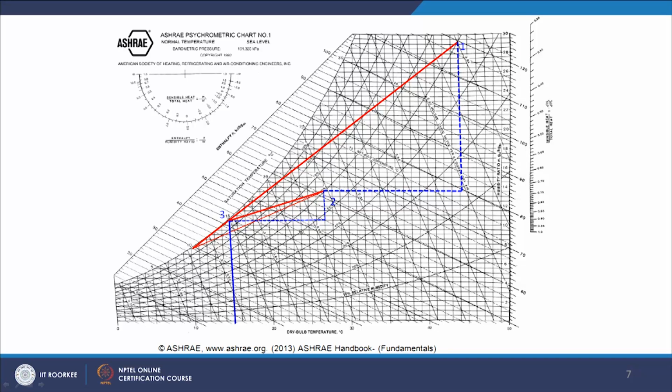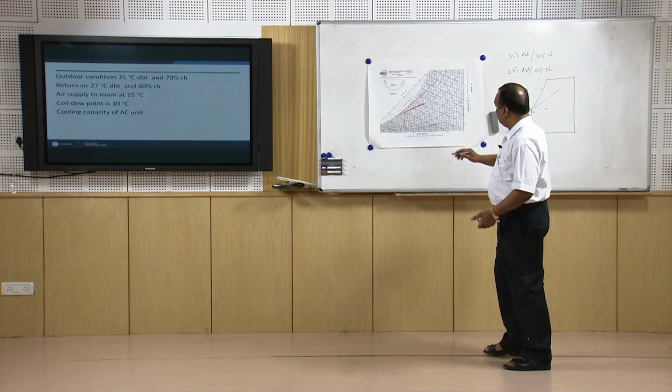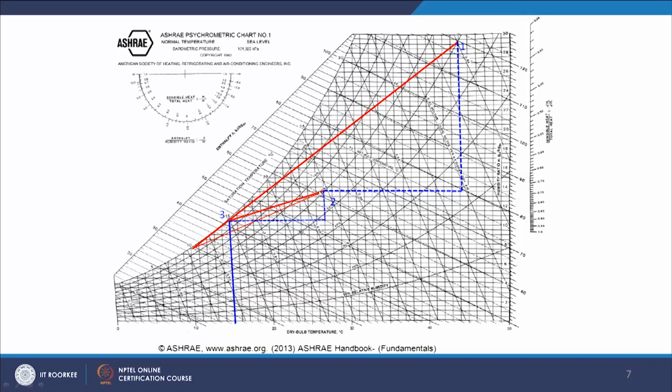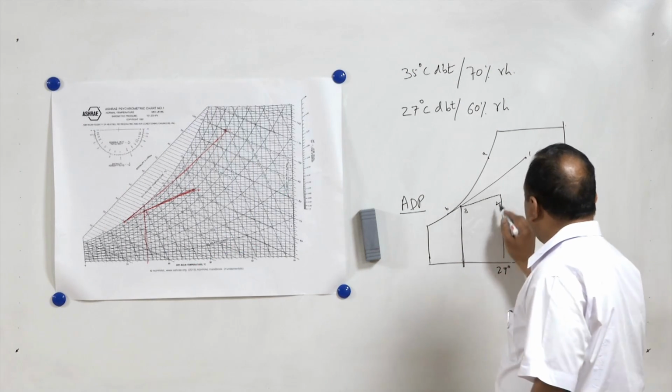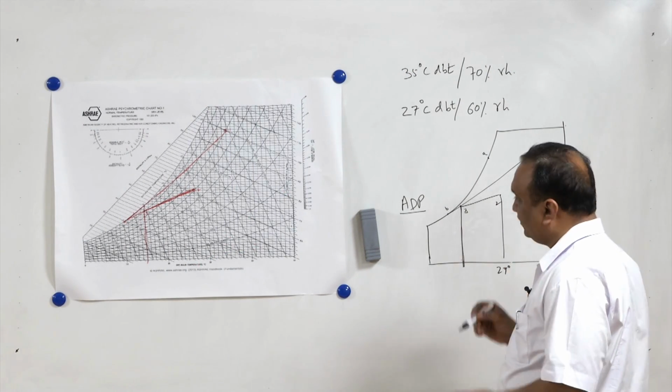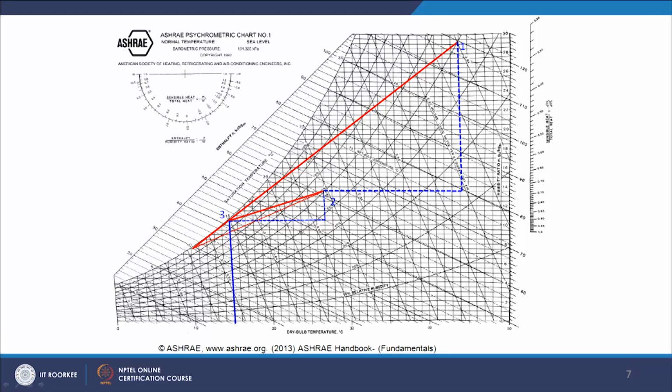Now, in this process 3 to 2, it is picking heat from the room, and after attaining state 3 from the air conditioning coil, the air is supplied to the room and the return air is at 27 degrees centigrade. Now, this air is getting recirculated. I mean, return air is coming from the room, is again entering the coil, and after entering the coil it gets cooled, and then it is again recirculated in the system.